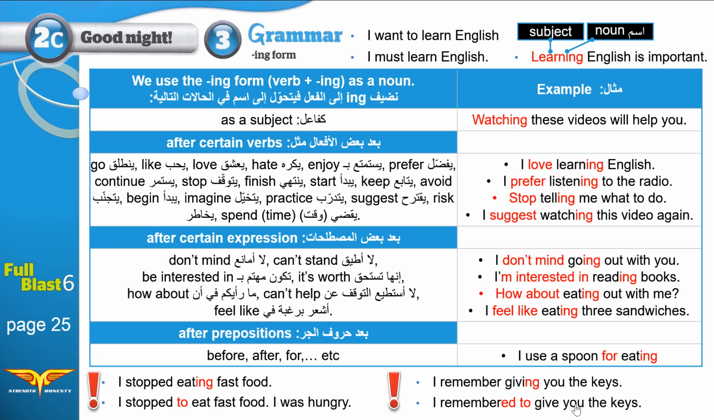Let me give you another example. After I got out of my home, I remembered to lock the door. That means it's like a last minute thing. I almost forgot, but I didn't. I remembered to lock the door. But when I say I remember locking the door, that means I clearly remember doing that.